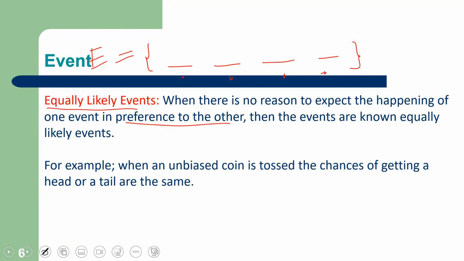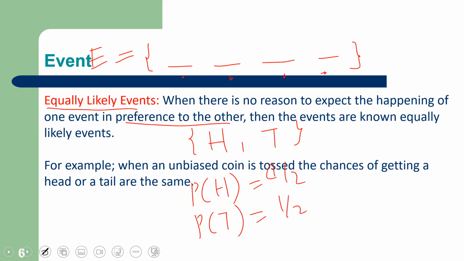For example, when an unbiased coin is tossed, the chances of getting a head or a tail are the same. Take tossing a coin: what will be the sample space? Head and tail. Now, what is the probability of H and the probability of T? This will be 1 by 2 and this will be 1 by 2. They have an equal chance, and those we call equally likely events.